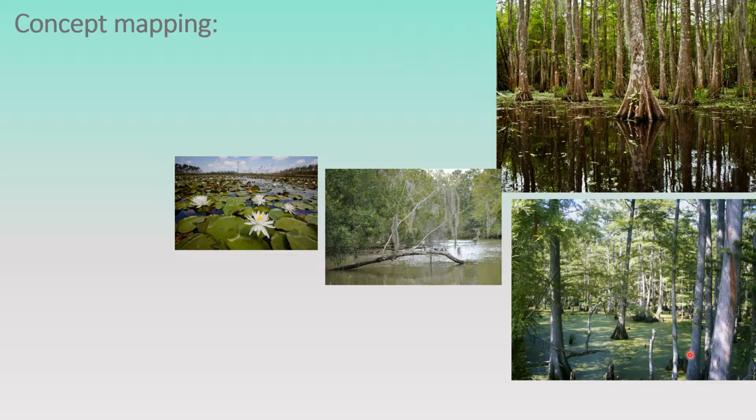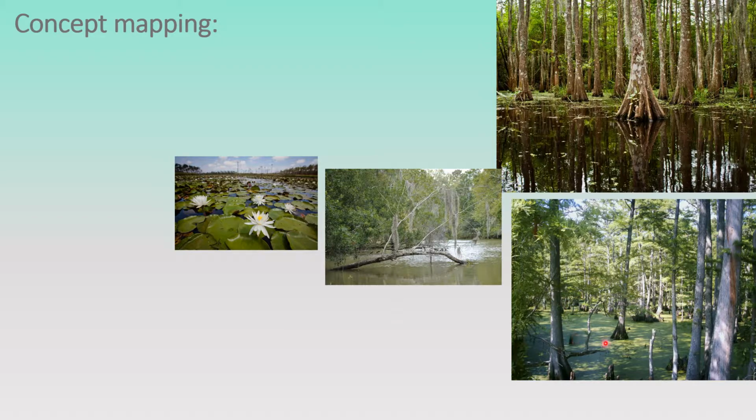Okay, well, what else can you tell me about these pictures? What's growing in the bayou? Okay, so we have trees and we have plants. Can anybody tell me what kind of a plant this is? Exactly, it's a water lily. So it's a plant with flowers, right? Water lilies.